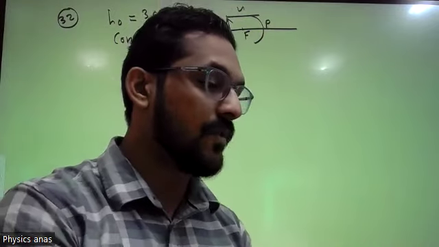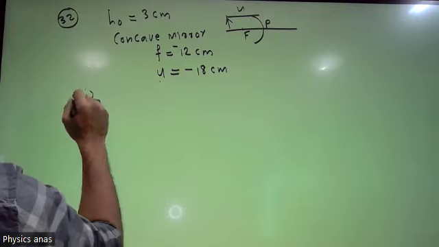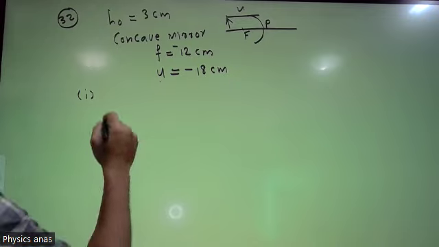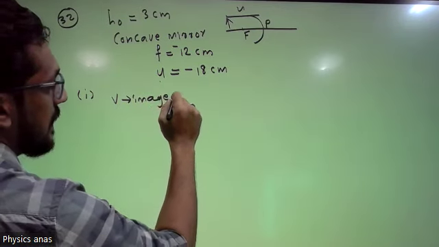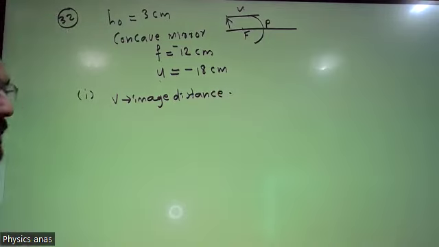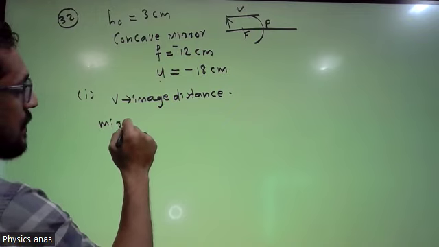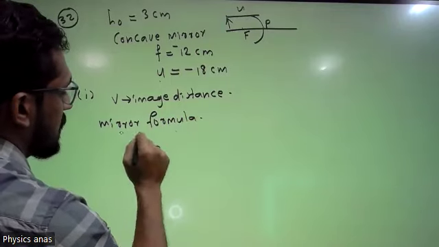Find the value of the following. First one, the distance of the image from the mirror. How can you find it? That is v, the image distance. You have to find v. How can you find v? Just use the mirror formula. All the data is given.